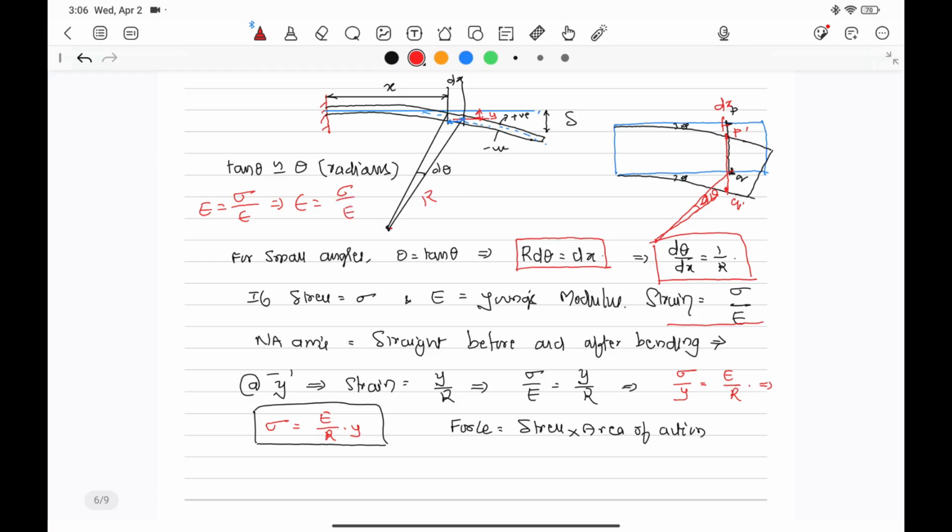The neutral axis is straight before the bending and also straight after the bending. That's what we have. The neutral axis length is not changing. That means on the neutral axis, strain is equal to 0. When strain is equal to 0 on the neutral axis, automatically the stress is also 0 from this equation. That means strain and stress change sign at the neutral axis.